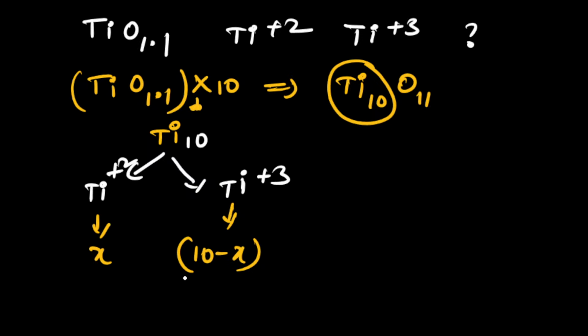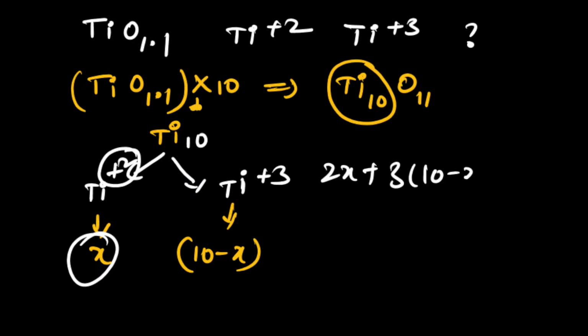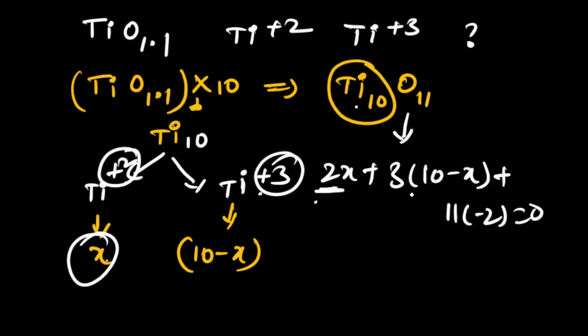How? First, you have to add the sum of all the components present in this compound. Here, how much is the titanium oxidation state? +2, and its percentage is x. So 2x plus 3 into 10 minus x plus 11 minus 2 is equal to 0, because oxygen is also present. If you take the Ti +2 as x, it is 2x, and the Ti +3 is 10 minus x, so 3 into 10 minus x, plus 11 into minus 2.